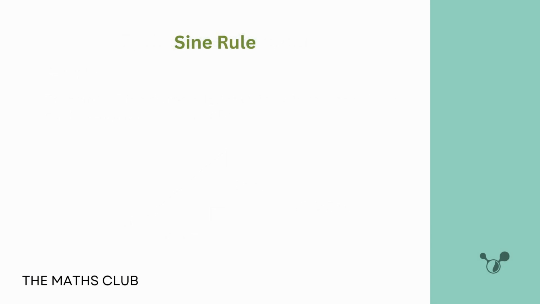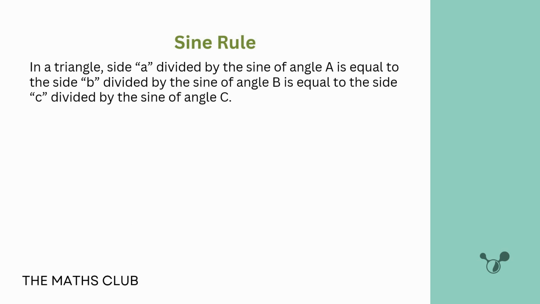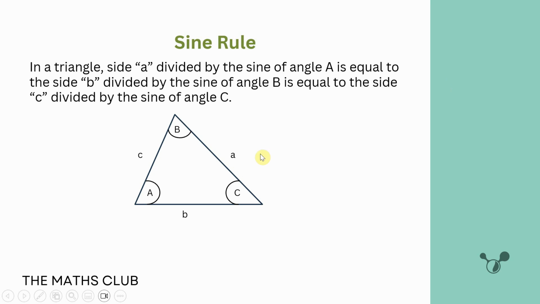Great. Sine rule. It says in a triangle, let's look at this triangle, side A over the opposite angle, which will be sine capital A, is equal to B, which is the length B, over the sine of the angle opposite it, which is sine capital B, and it's also equal to C over the sine of the angle opposite, which is capital C. So A over sine A is equal to B over sine B is equal to C over sine C.